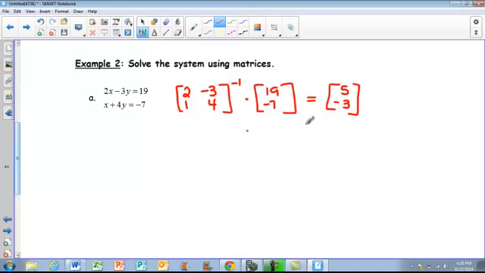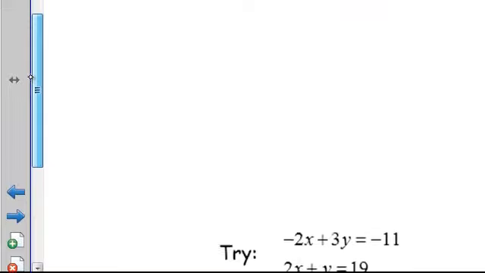Now remember, when you're solving systems, you want them to be written as ordered pairs. So your answer here is 5, -3. So that's how we solve the system there. Now you guys are going to pause again and try this next one.